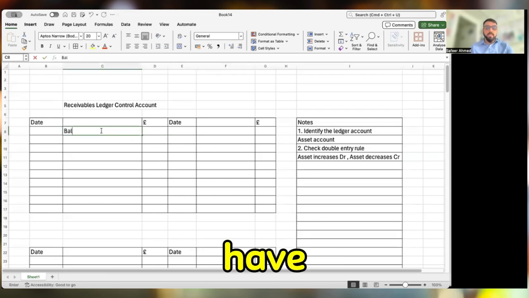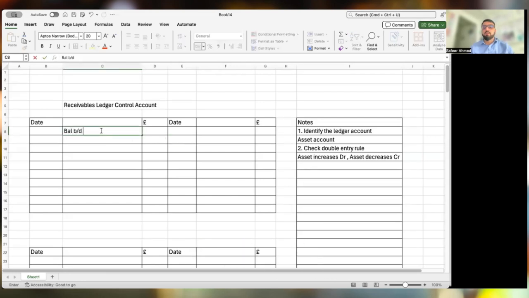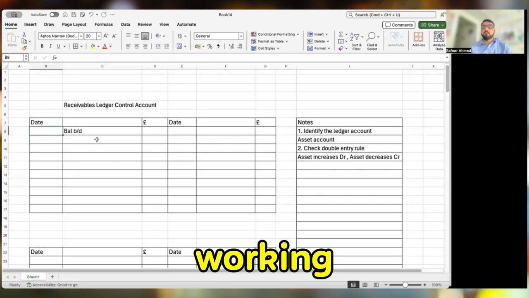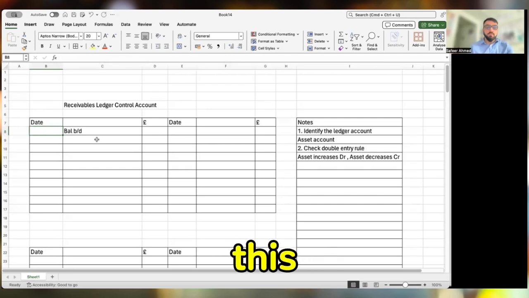So normally we have the balance brought down, which is from the previous month, and of course this is still owed. So this is the opening balance, as we call it. It's normally on the first day of the month. So let's suppose we are working in the month of June, so this will be 1st of June. And then anything which will increase this balance will go on the debit side.